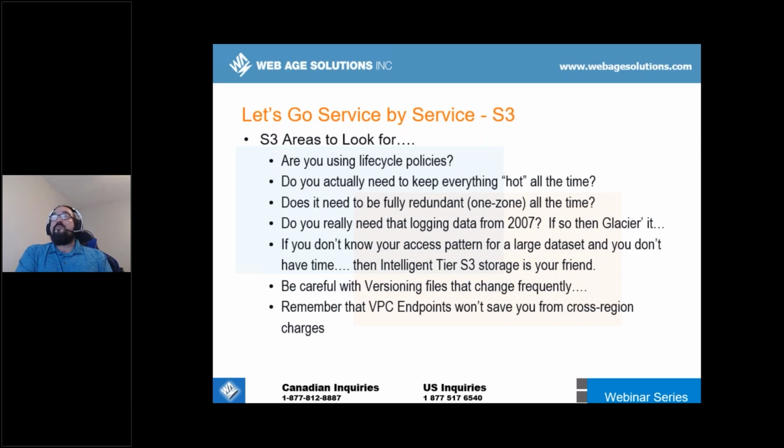All right, and then S3. Really, the first question is really the only question. Everything else is a subset of that. Are you using lifecycle policies? I was at a company before lifecycle policies existed, and you had to manually roll data after a certain period of time to colder storage. You should be doing that by default.